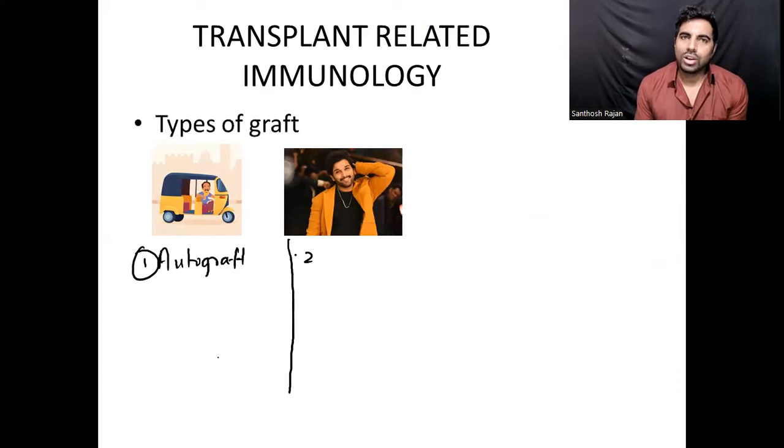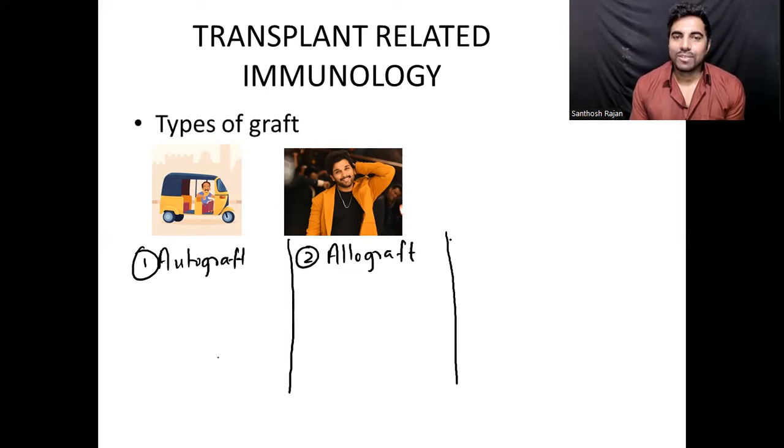Second one is allograft. It's funny. Why allo and allo? What is the link? I'll tell you the link. I know some guys are smart, you can remember everything, but this is for some people who really struggle. For them only I made this one.